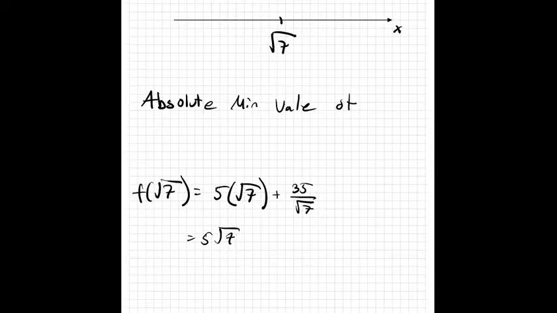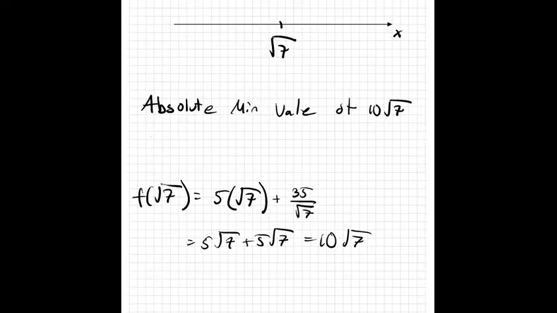So it has an absolute minimum value of 10 root 7 when x equals root 7. And then there was no absolute max.